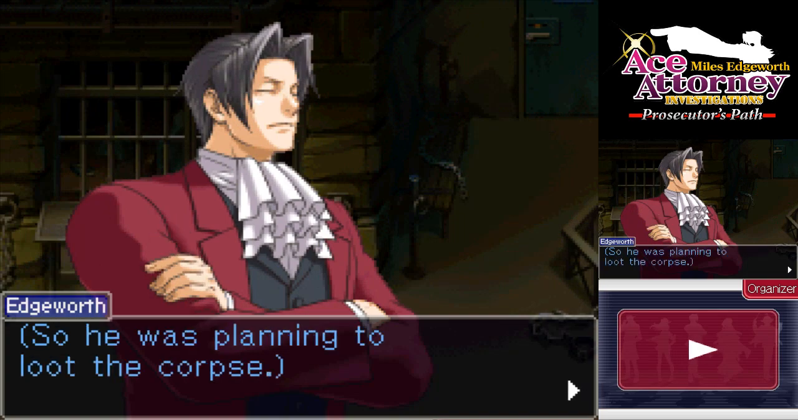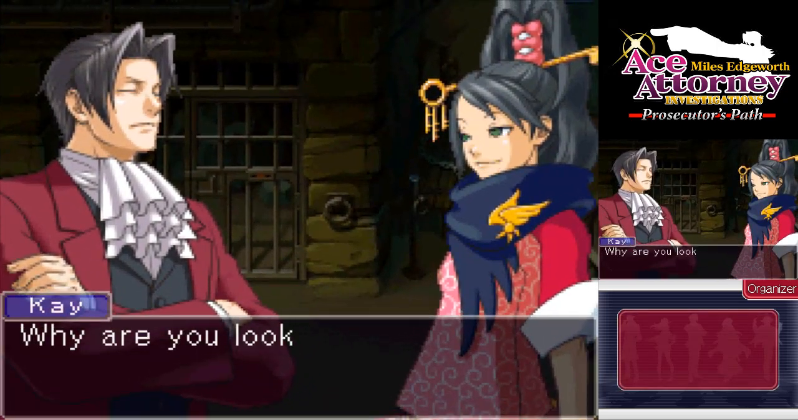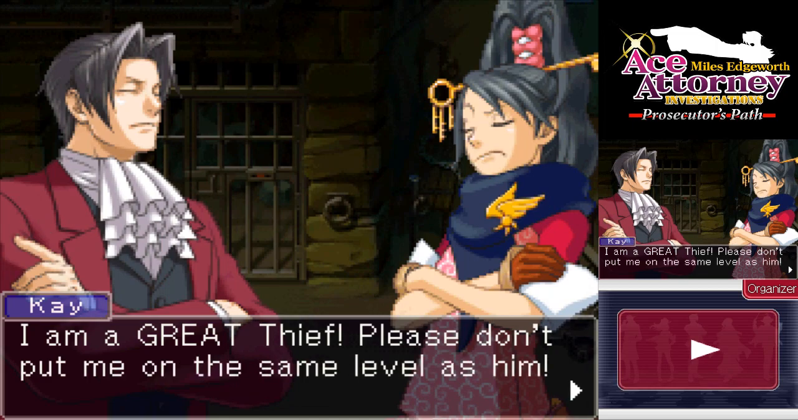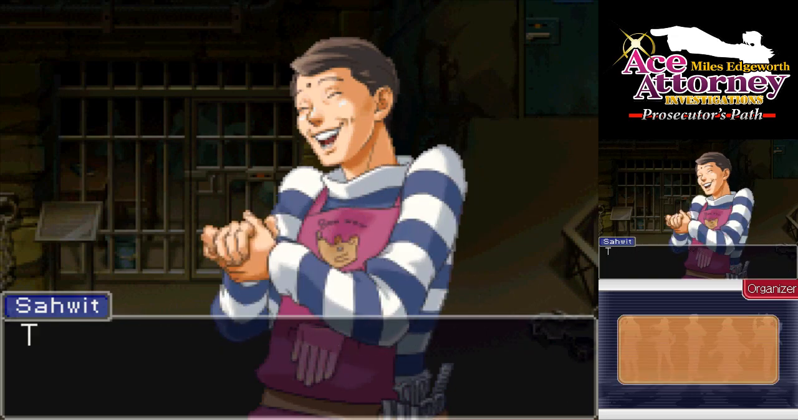So he was planning to loot the corpse. And that's why he remembers Nightly's ring so well. Why are you looking at me, Mr. Edgeworth? I'm a great thief. Please don't put me on the same level as him. But I didn't take a thing.